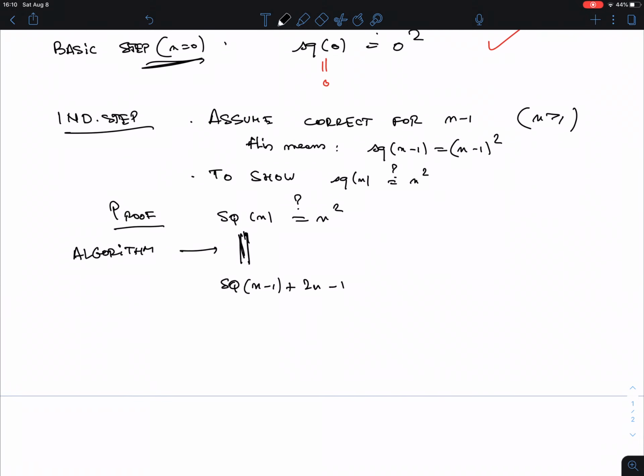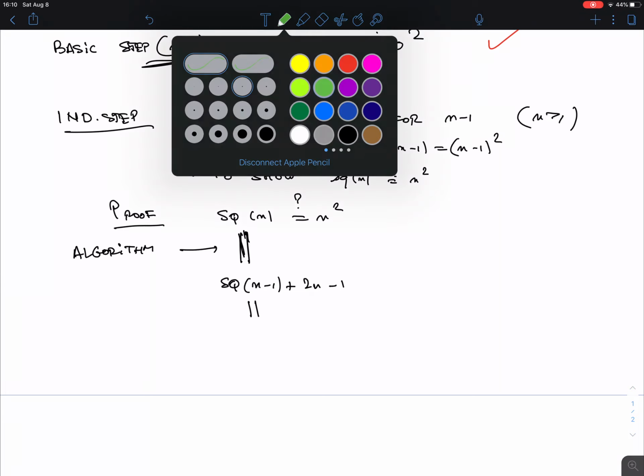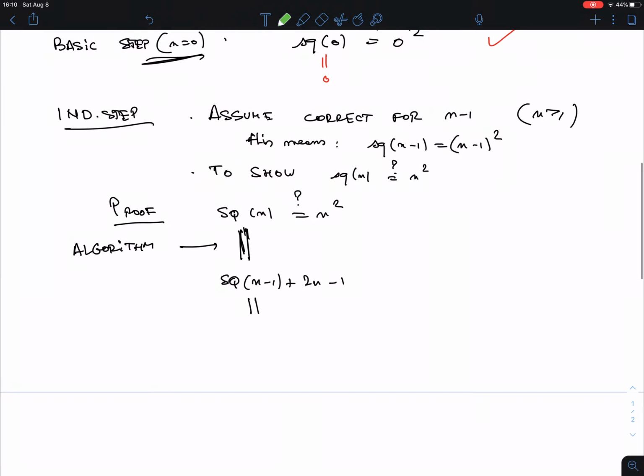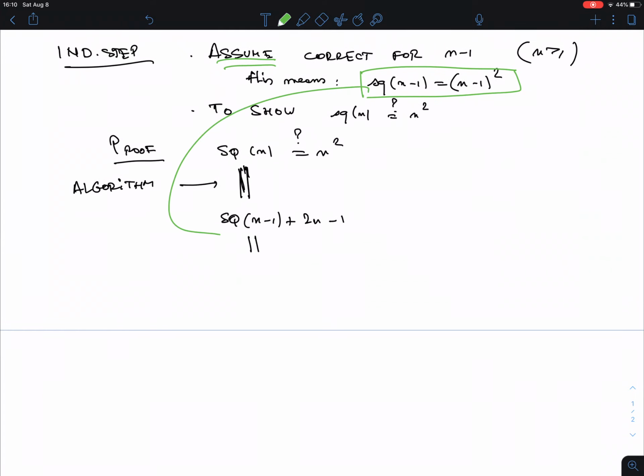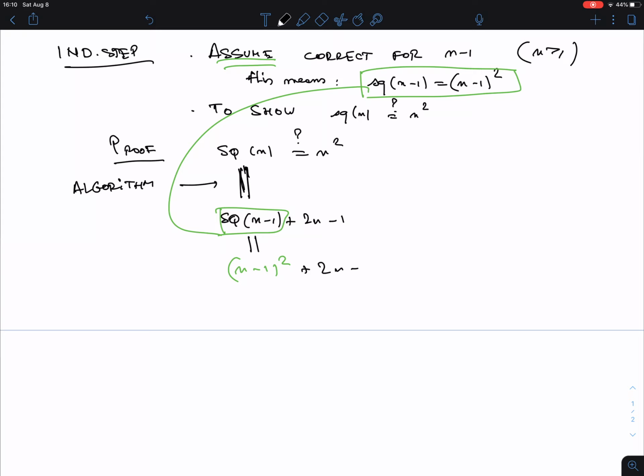Okay. Now, there is more. We have more information because we also have this information. Let me put it perhaps in green to tell you this is something we know. We know that this is true because we are assuming it. That's part of an induction. That means that we can replace this square of n by n minus 1 squared, and then the rest is plus 2n minus 1.